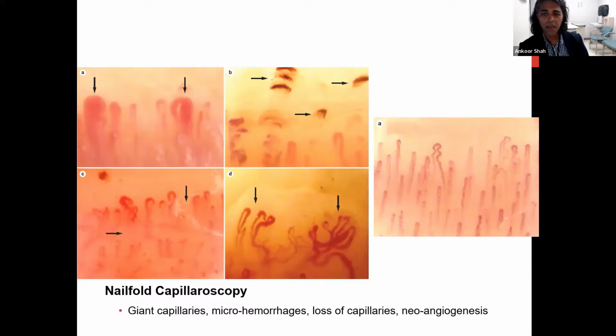In this slide, on the right side is what we'll call normal capillary changes. These are evenly spaced hairpin loops of capillaries. This is what you're looking for in quote unquote normal healthy patients.